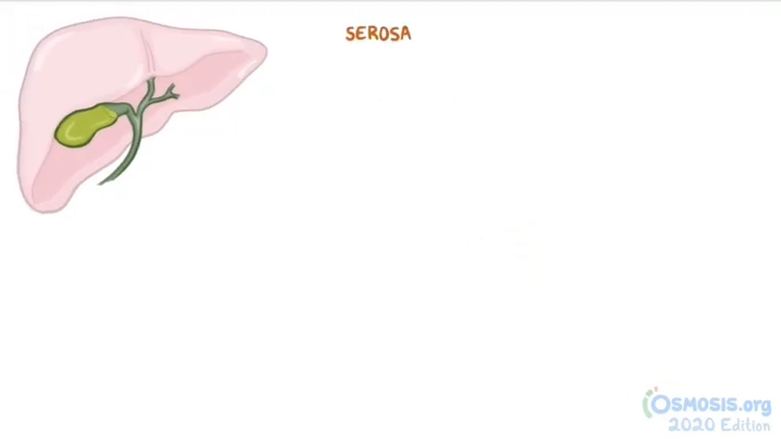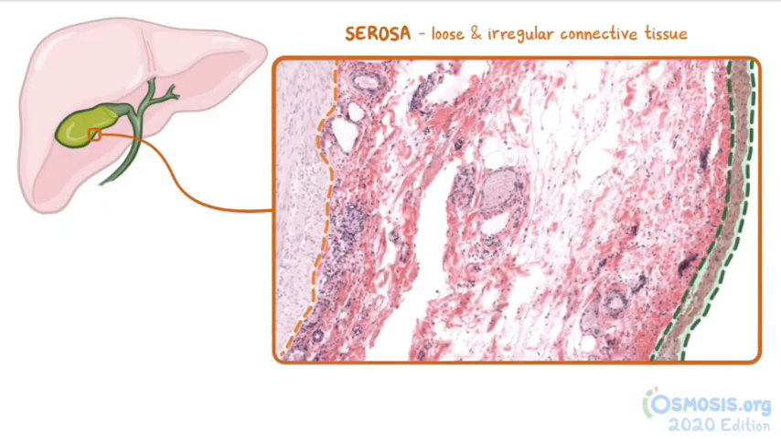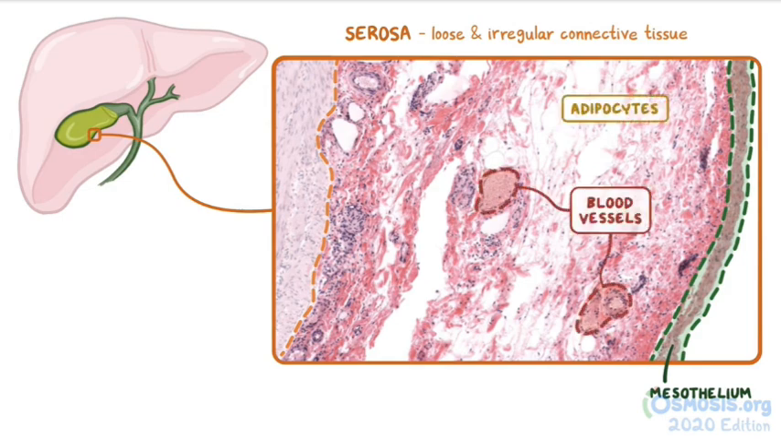If we look at a section of the serosa, we can see that it's primarily made up of loose and irregular connective tissue with an outer membrane of simple squamous cells called mesothelium. In comparison to the adventitia, the external serosa will also have a higher number of other structures present within the connective tissue as well, such as large blood vessels, adipocytes, and lymphatic vessels.